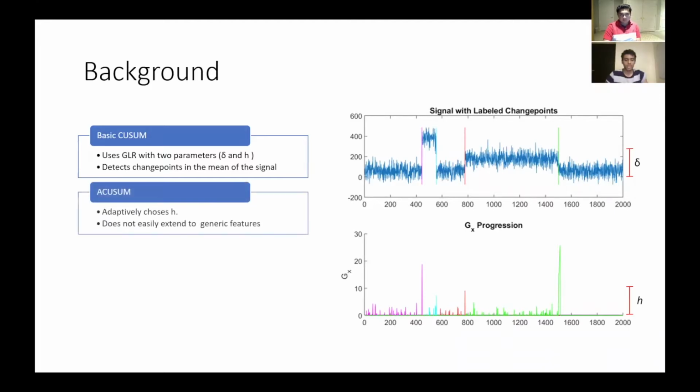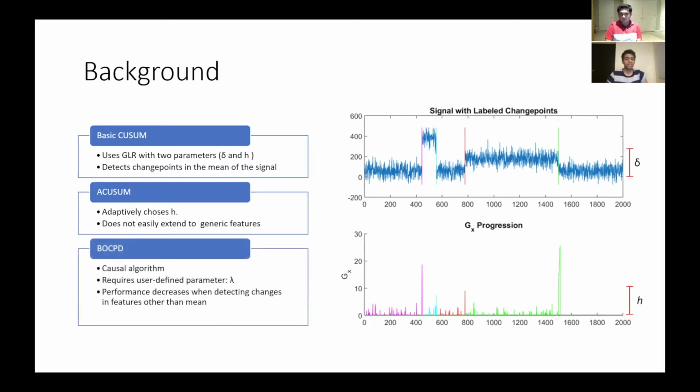Adaptive CUSUM, or ACUSUM, was developed to adaptively choose the threshold value H used in the CUSUM algorithm. This technique primarily focuses on using an ACUSUM chart. The ACUSUM charts are effective in accurately detecting shifts in the mean of the signal. However, in order to detect changes in generic features apart from the mean, one would have to rederive the code of the algorithm and use a completely new ACUSUM chart.